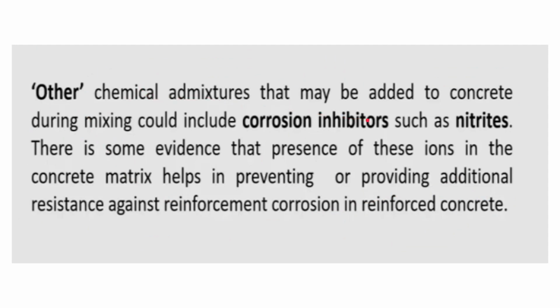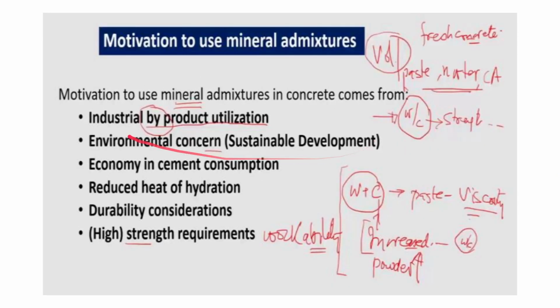Other chemical admixtures are also available which can be added to concrete during mixing, and that will slow the process of corrosion. One of the chemical admixtures which can help is nitrites. There is some evidence that the presence of these ions in the concrete mix helps in preventing, as well as providing additional resistance against, reinforcement corrosion. So admixtures such as nitrites can be used as corrosion inhibitors.